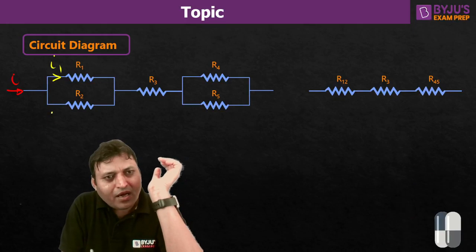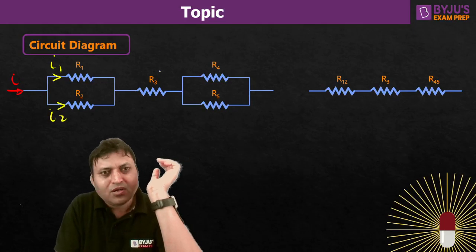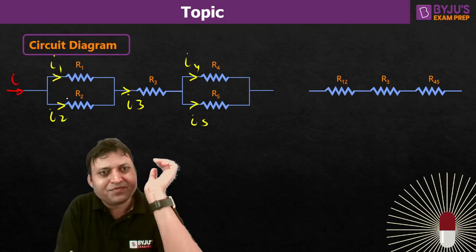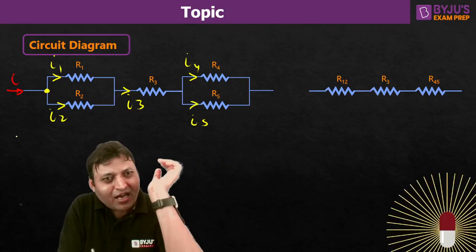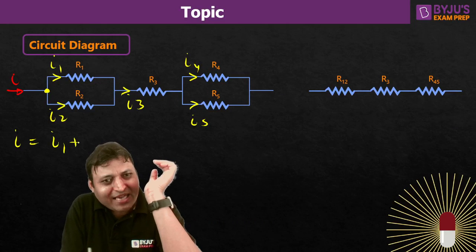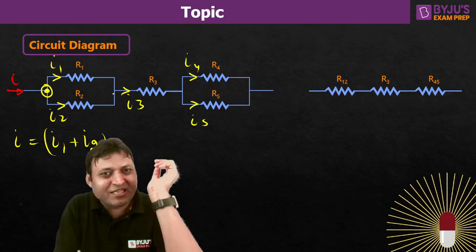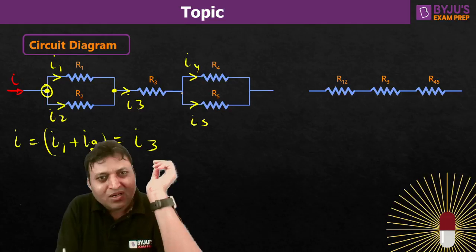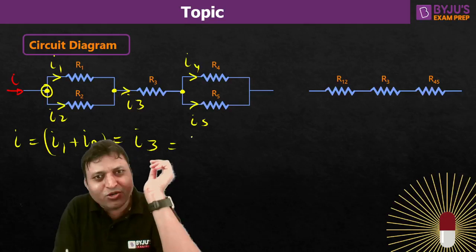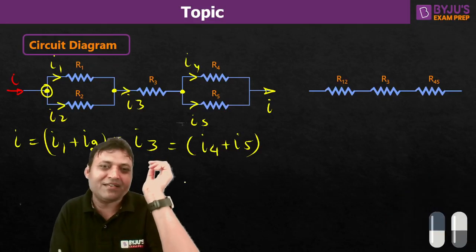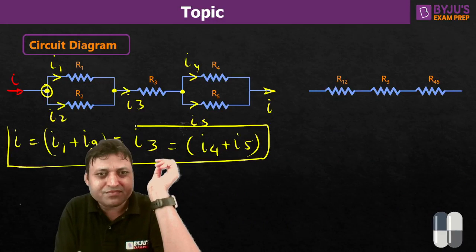I1, I2, I3, I4, and for a junction, I will be equal to I1 plus I2, isn't it? For a junction, net flow must be 0. It is another junction, I1 plus I2 is equal to I3. Then there is another junction, I3 is equal to I4 plus I5. That will become I again. That is one expression.